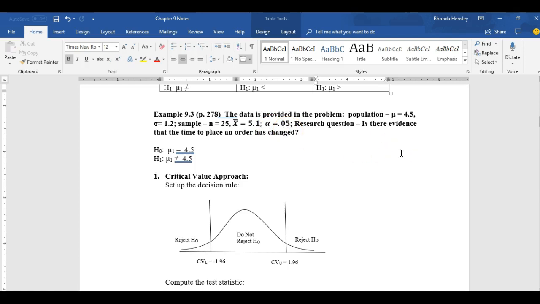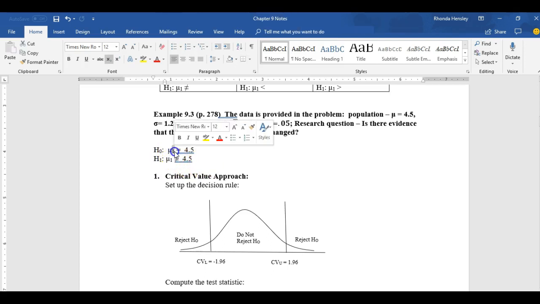Our research question in this is something like, is there some sort of evidence that the time to place an order has changed? Change says equals and not equals. So you state your null hypothesis, you'll say mu equals 4.5. Your alternative will say mu is not equal to 4.5. You can leave the 1 off if you want to. As a matter of fact, I'll take that out right here, right now, because I don't need it. So anyway, your alternative is that it's actually not equal.